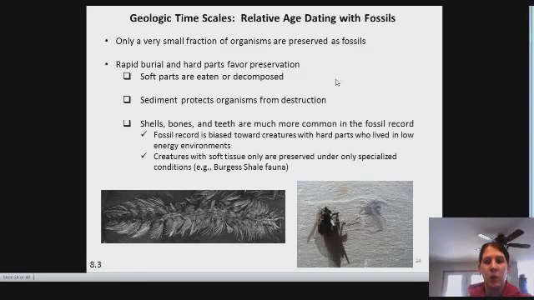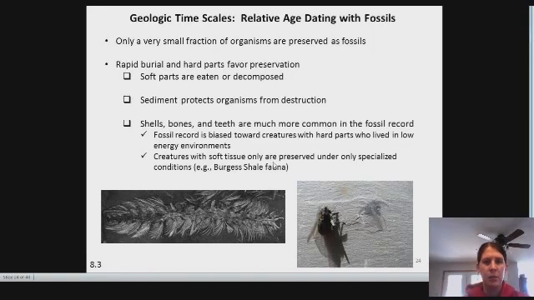Only a small fraction of organisms are actually preserved as fossils. There are a few things that need to happen. You need to have rapid burial, and hard parts favor preservation. Soft parts are typically eaten or decomposed. Under rapid burial, the sediment protects organisms from destruction. The shells, bones, and teeth are much more common in the fossil record because of their hard parts. And those are typically preserved very well in low-energy environments. Creatures with soft tissues are only preserved under very specialized conditions.